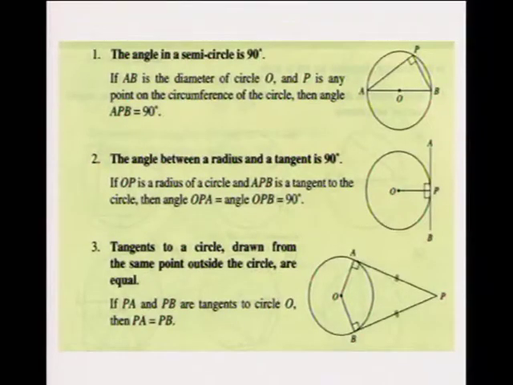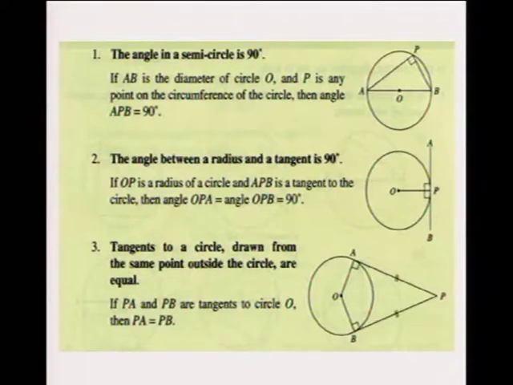And then these rules you also have to study. The angle in a semicircle is always 90 degrees. So in this case, angle APB will be 90 degrees. AB goes through the center of the circle, which is O, and then the triangle will always be making an angle of 90 degrees.